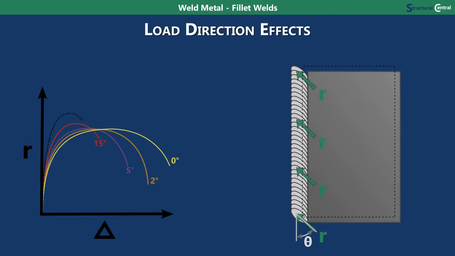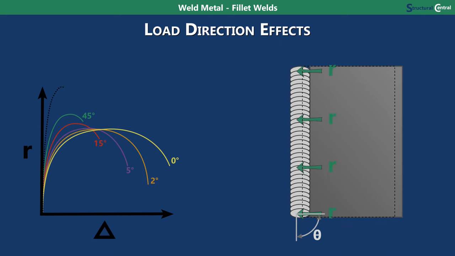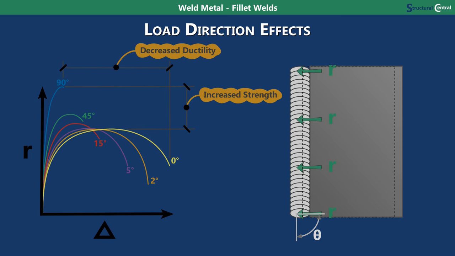A fillet weld that is loaded perpendicular to its axis will have a strength that is 50% higher than a fillet weld loaded parallel to its axis. But that extra strength comes at the cost of decreased ductility. AISC provides two equations that account for this.